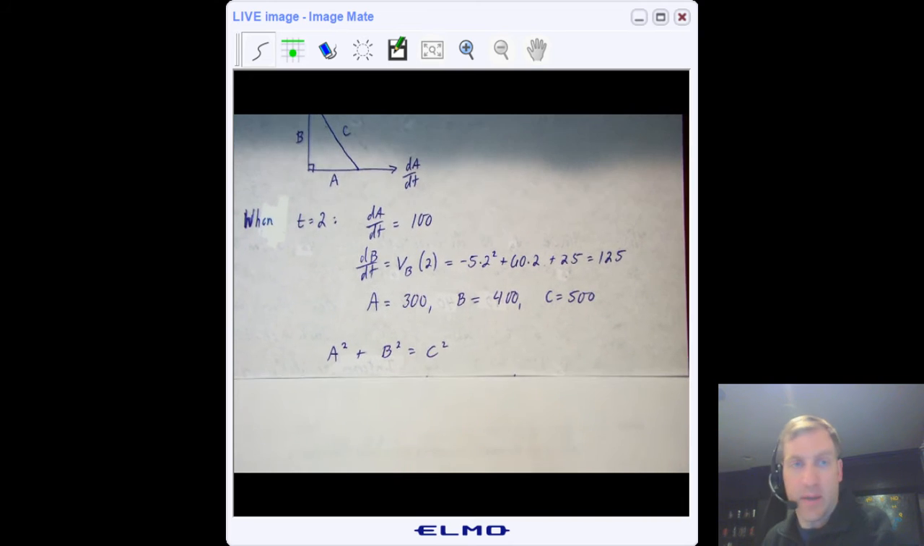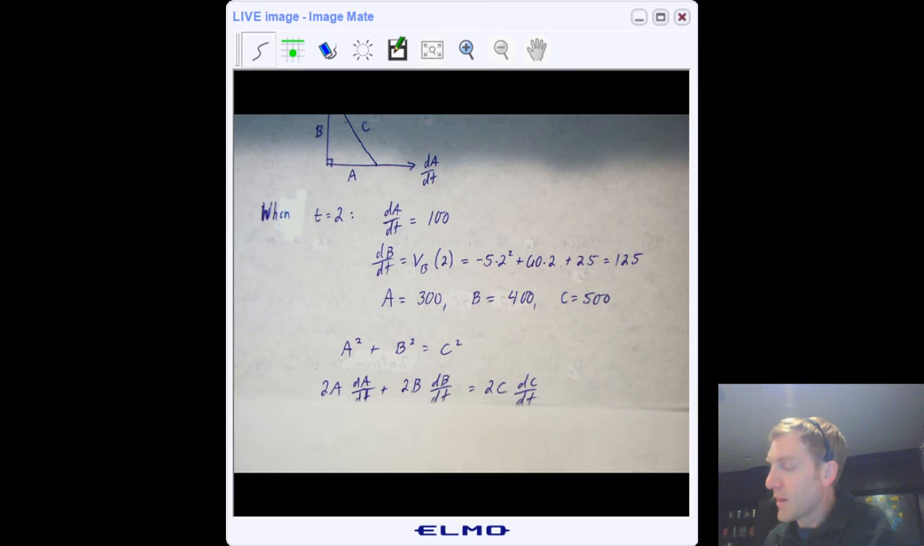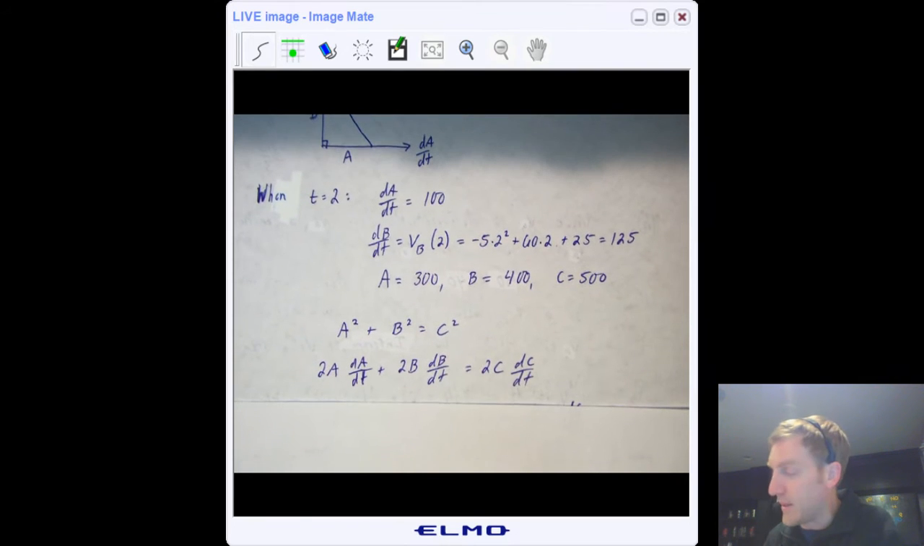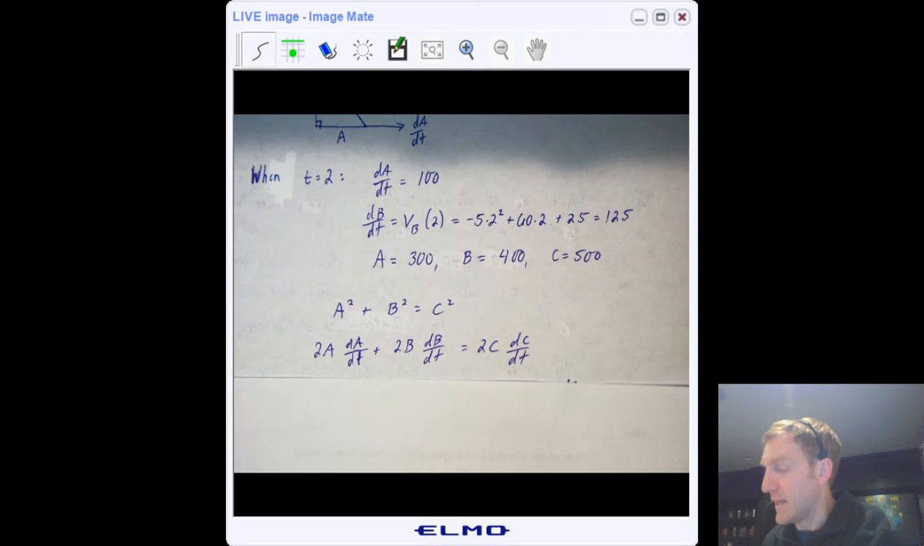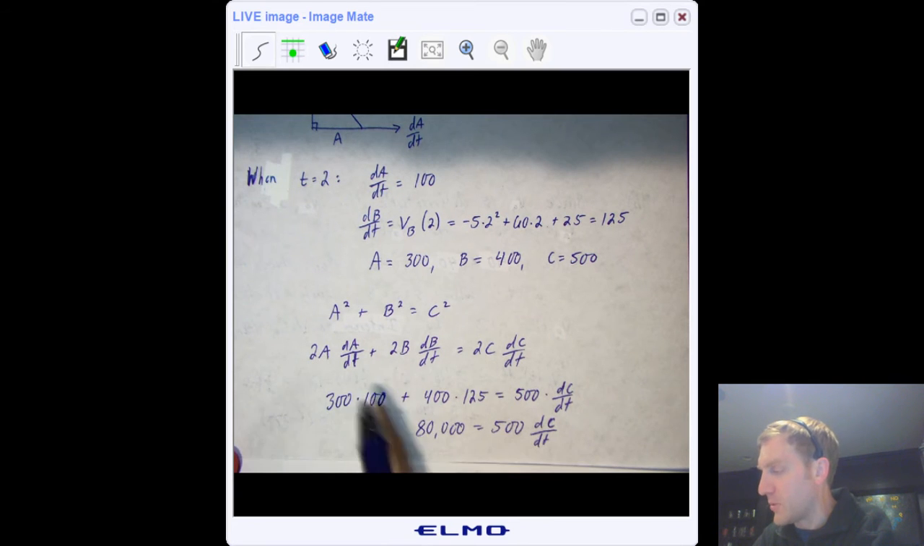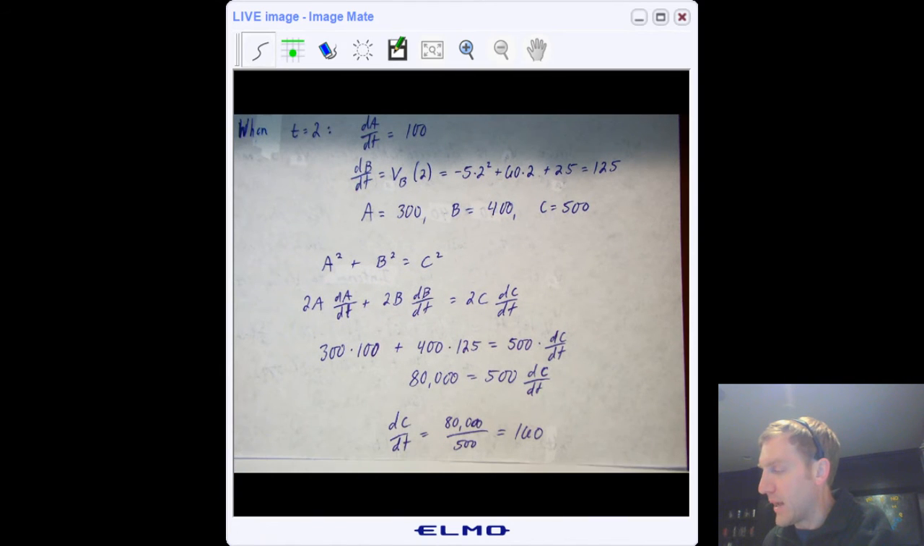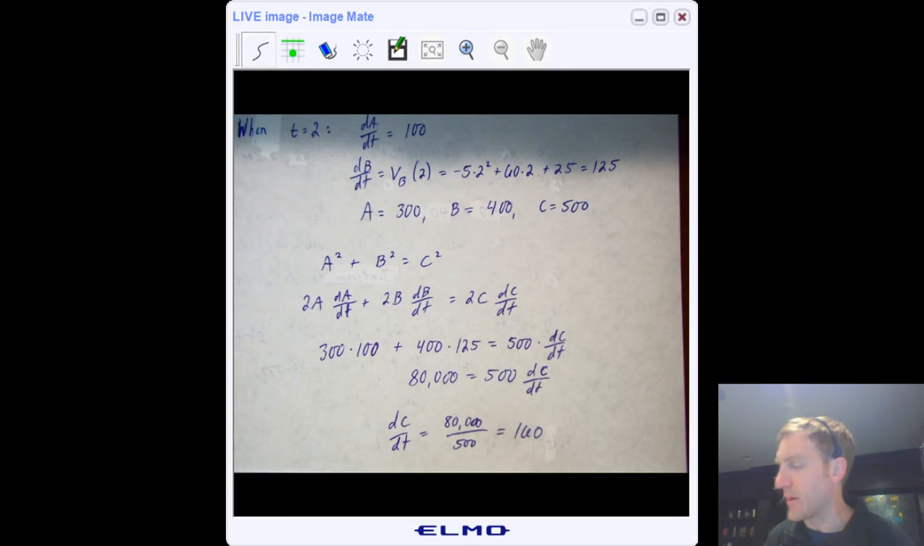Then we set up the equation relating A, B, and C using the Pythagorean theorem, and then we take the derivative implicitly. Don't forget your dA/dt, your dB/dt, and your dC/dt. You can divide by 2 to cancel those out, and then just plug in what you know. You know A, B, and C, you know dA/dt, you know dB/dt, and you just use your algebra to solve for dC/dt. You get 80,000 over 500, which reduces to 160. So that's the rate of change of C, 160.